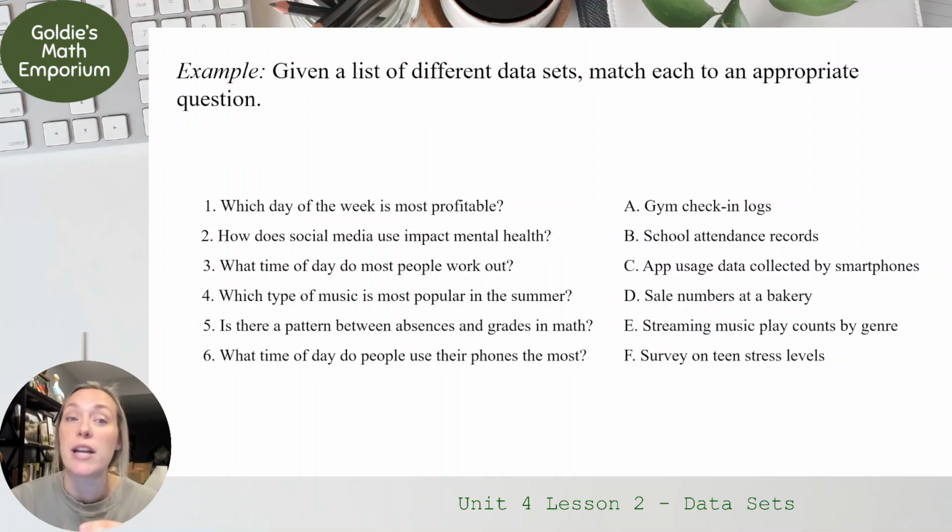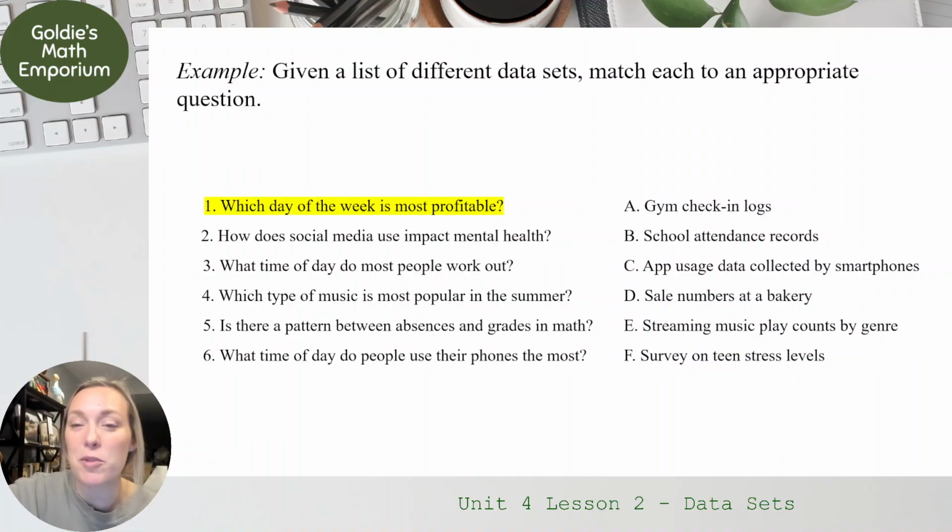If you want to pause the video and try it on your own, you are matching the question with the data set. So for number 1, for example, which day of the week is most profitable? Which of the data sets A through F would be able to answer that question? Which seems like it matches, right? Gym check-in logs, which day of the week is most profitable, those seem to mismatch. Again, maybe you could align stuff, but the goal isn't for a maybe. You want to have a question in mind and then craft the data set that you need to answer that question. So that's why we start with the questions and then figure out what data set matches. So if you want to pause, try it, press play when you're ready to see these answers, okay?